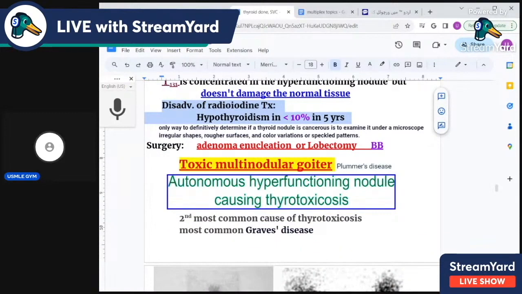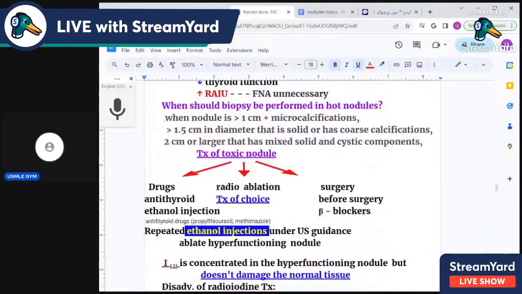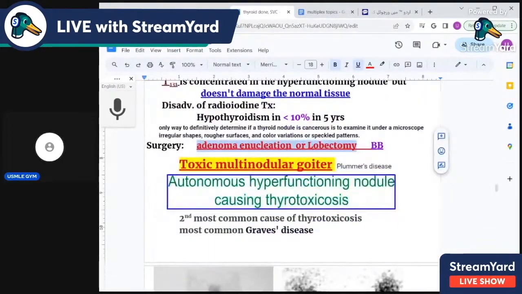And then we have surgery. For surgery, adenoma enucleation or lobectomy is the treatment of choice. Adenoma enucleation or lobectomy, and before the surgery, beta blockers are given.